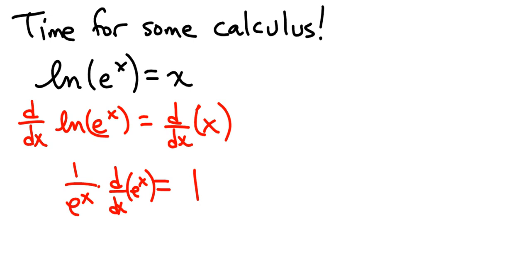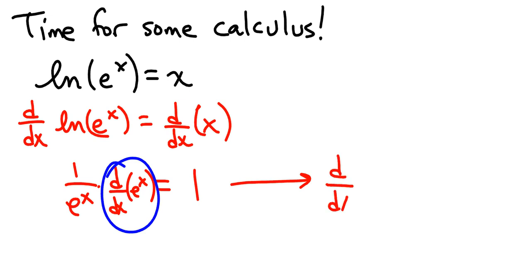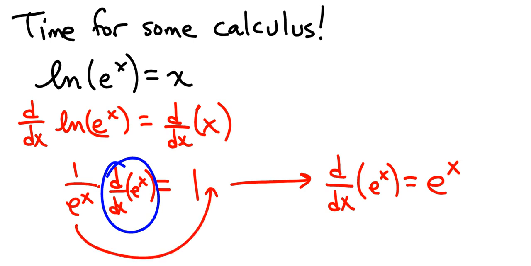Well, what does that mean? That means that the derivative of e to the x is e to the x, just right over there. The exponential function is the only non-trivial function whose derivative is itself. The derivative of the exponential function is the exponential function. The derivative of e to the x is e to the x.